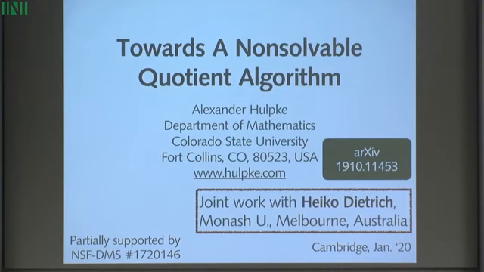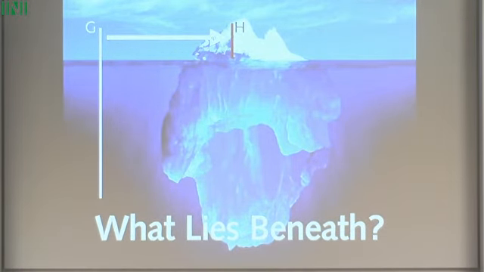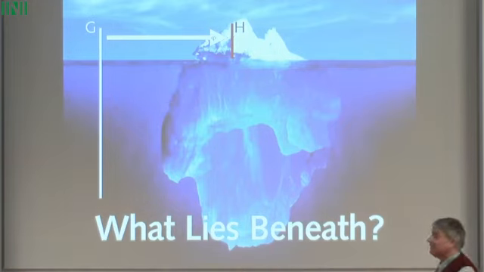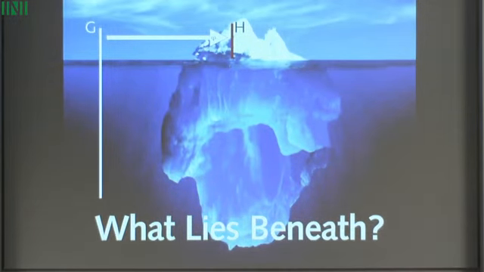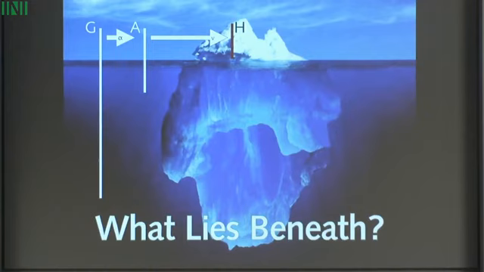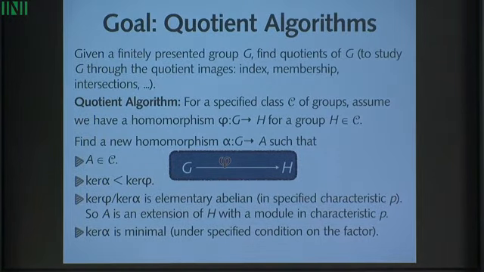So the problem I want to solve is a problem for finitely presented groups. If you have a finitely presented group here, typically what you know is just a very small part. And one of the main techniques for working with these groups is to try to find something larger. You know already this quotient H of the group G. You want to find a larger quotient A. And the tool for doing this is what is called a quotient algorithm.